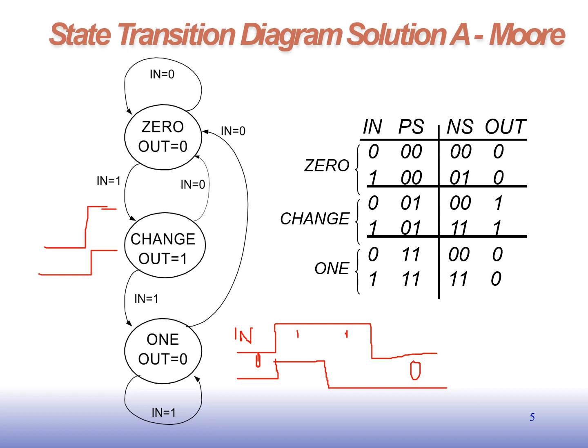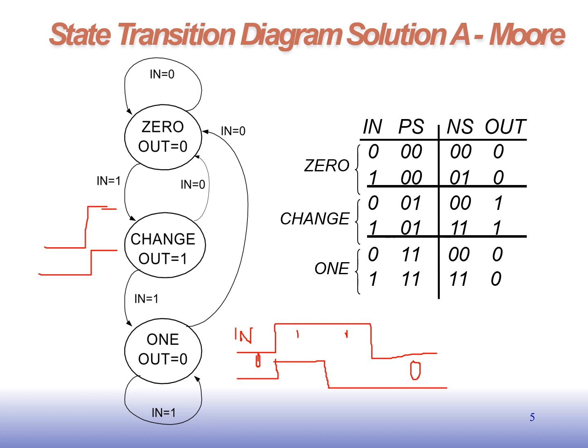Okay, input is 1, the state is 0, 0, the next state is 0, 1, but the output will be 0 because there is no transition. If there is a transition, the present state is 0, 1, this state. Now the next state will be 0, 0. Here the input is 0, the output is 1.